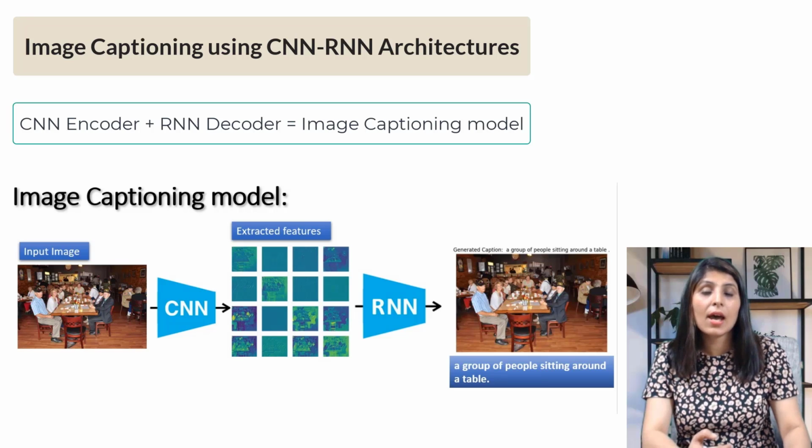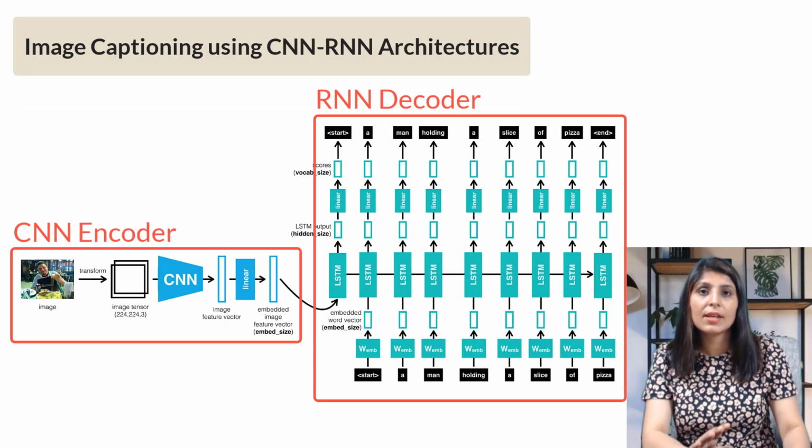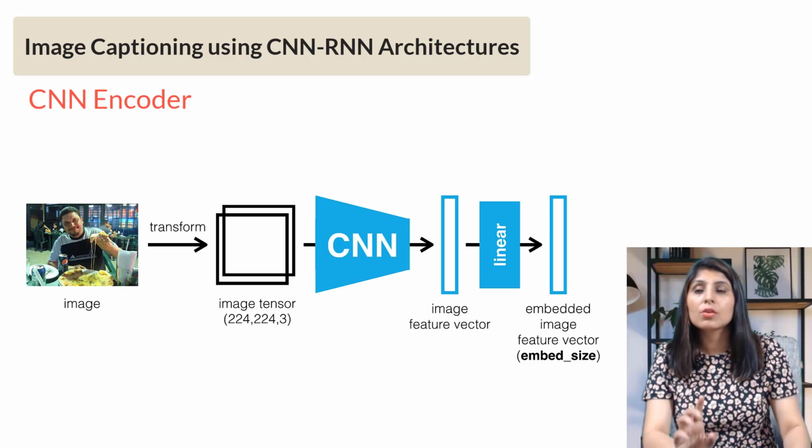So let's understand the architecture of this model. There are two main components, CNN encoder and RNN decoder. Let's understand them one by one. First, we are starting with the CNN encoder. This CNN encoder is responsible for extracting features from the input image.